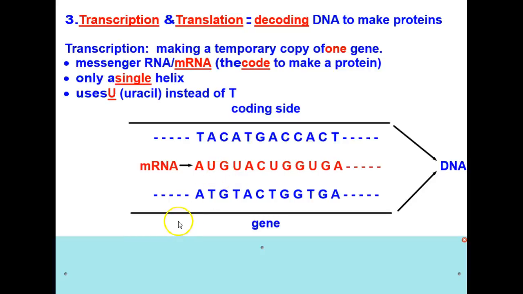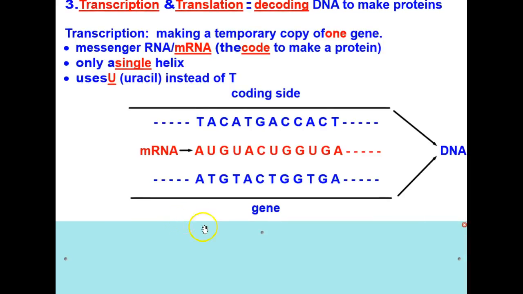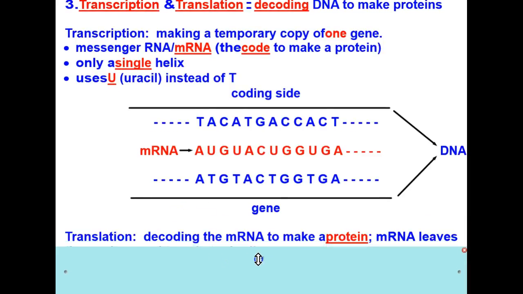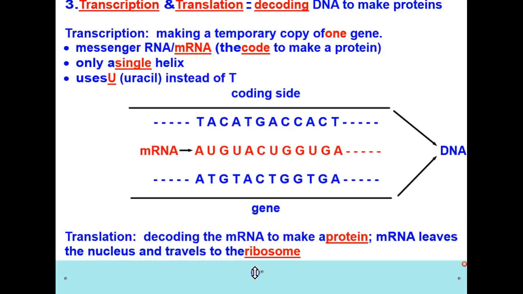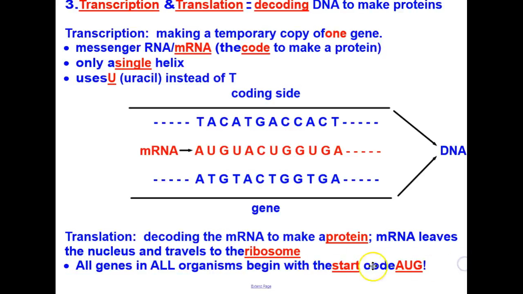And then from there on, the mRNA goes through a process called translation. Translation is decoding the RNA to make a protein. To do this, the mRNA leaves the nucleus and travels to the ribosome. All genes in all organisms begin with a start code AUG. So note that the start code of our mRNA strand is AUG. We'll talk about stop codes here in a little bit.